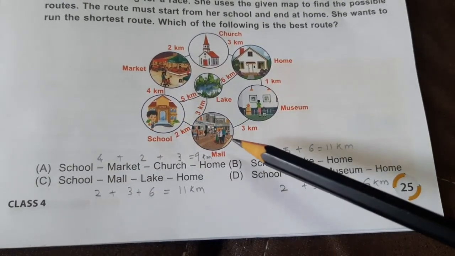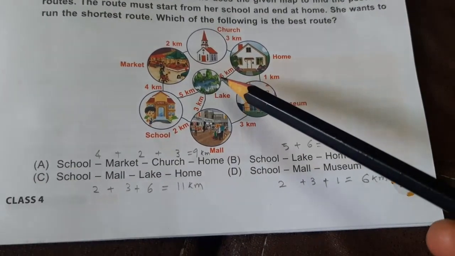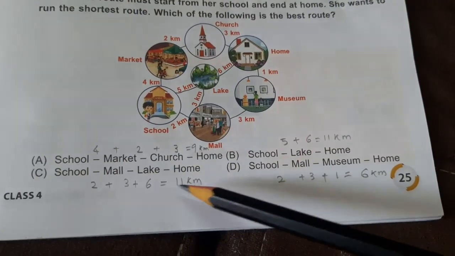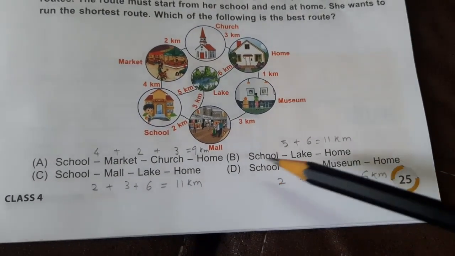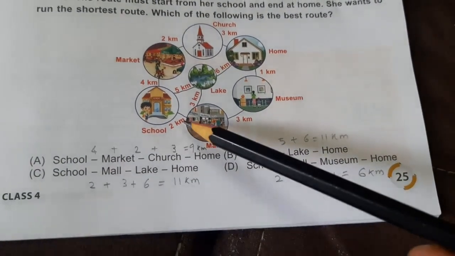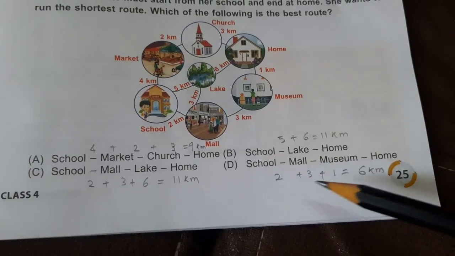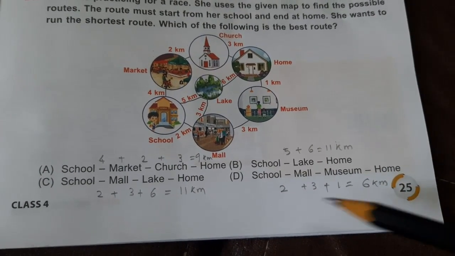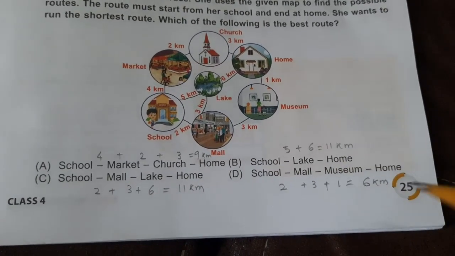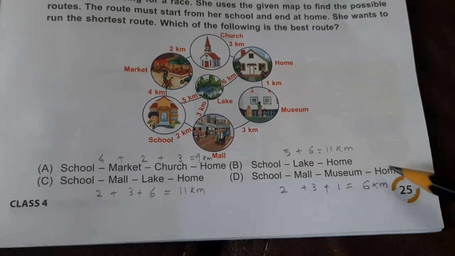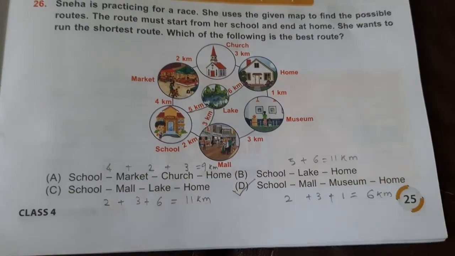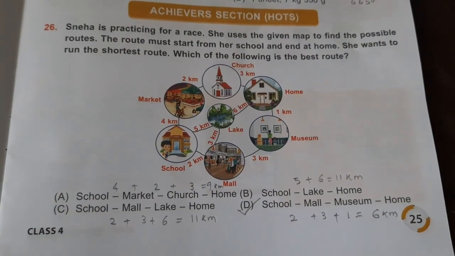School to mall, mall to lake, which is 2 plus 3, and from lake to home, which is plus 6, makes it 11 kilometers again. School to mall, mall to museum, and museum to home: 2 kilometers, 3 kilometers plus 1, it makes it 6. So the shortest distance of all the options is this: school to mall, mall to museum, and museum to home, because when added together you get 6 kilometers, right? So please tick option D as the answer to this question.